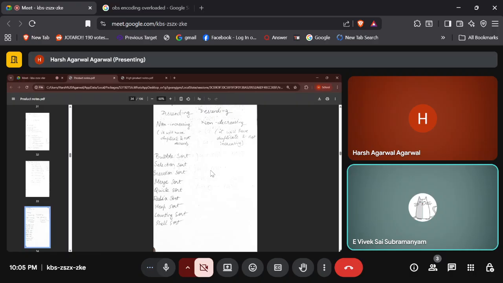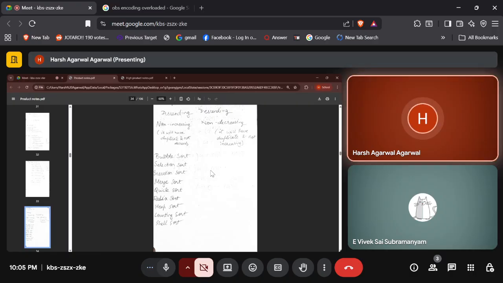What is insertion sort? Now in insertion, what we were doing is we were comparing and again shifting it to the first place. No. Insertion, what it will do, it will directly take that element and put it in that index.